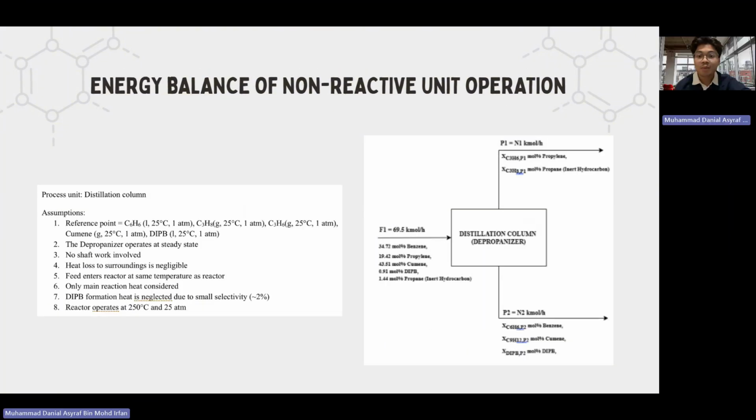Okay, so next I will explain the energy balance for the non-reactive unit operation, which in this case is the depropanizer distillation column. There are several assumptions made to simplify the analysis. First, the reference state for components is defined as benzene in liquid phase at 25 degrees Celsius and 1 atmosphere, and propane and propylene in the gas phase at 25 degrees Celsius and 1 atmosphere pressure. For cumene in gas phase at 25 degrees Celsius and 1 atmosphere pressure, and the DIPB is in liquid phase at the same reference condition.